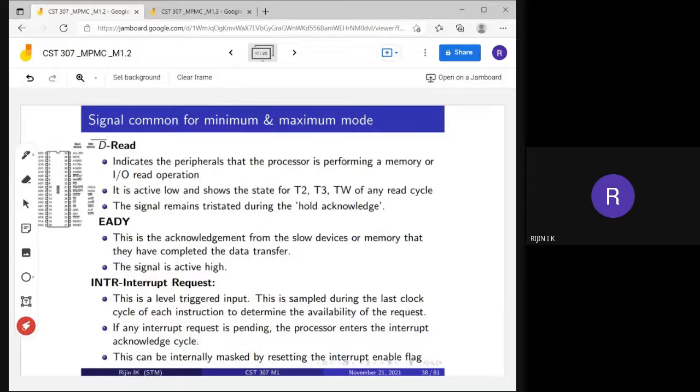Then, if there is a pending interrupt request, it will send an acknowledgement.